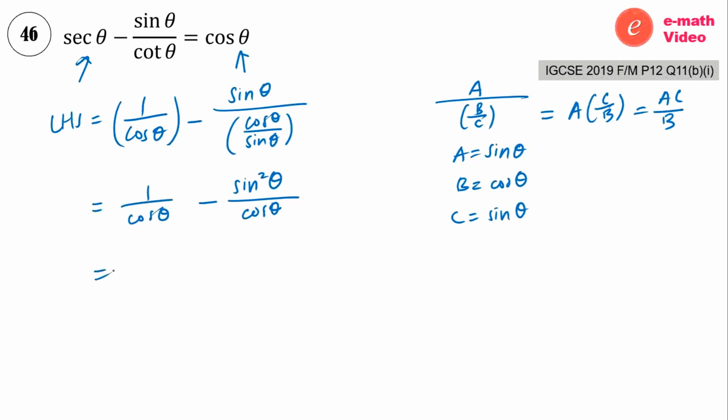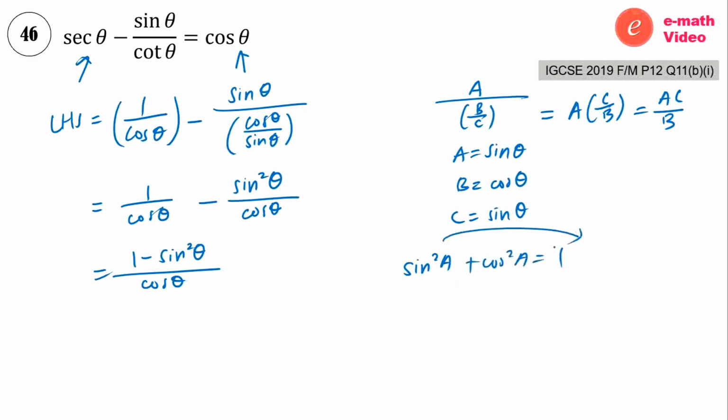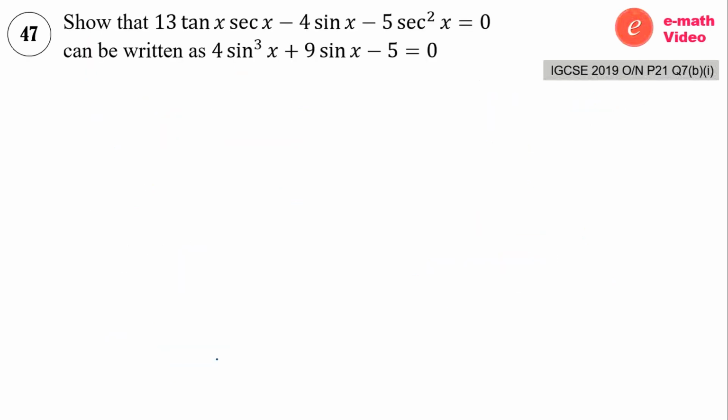This is 1 over cos theta. Common denominator can combine fraction. 1 minus sine square theta over cos theta. Basic identity, sine square a plus cos square a equals to 1. Move this to the other side. Cos square a equals to 1 minus sine square a. On top it is just cos square theta over cos theta. Cos theta, cos square cancel equals to cos theta. Proven right hand side. Number 47.